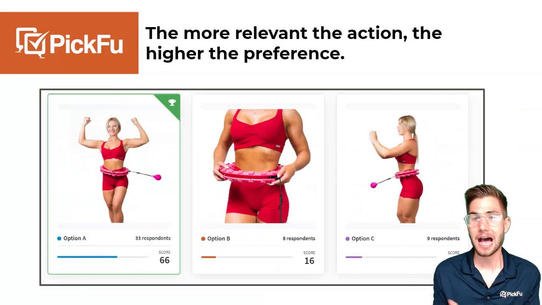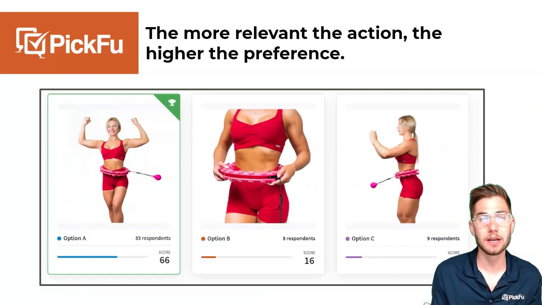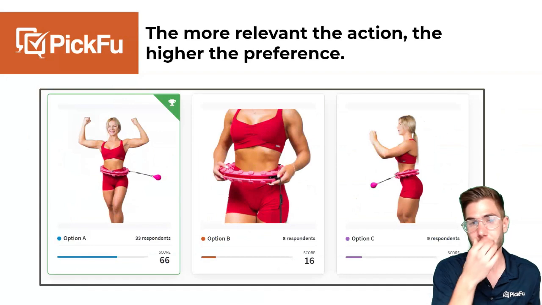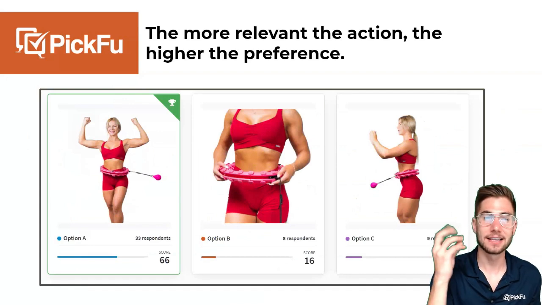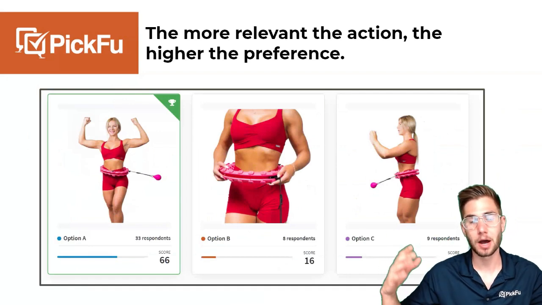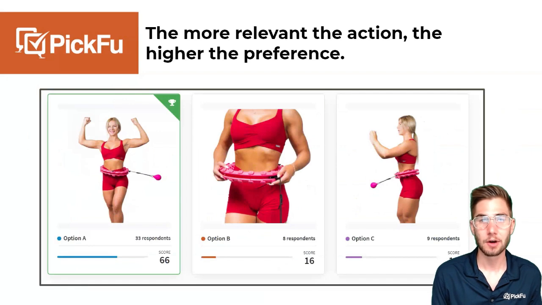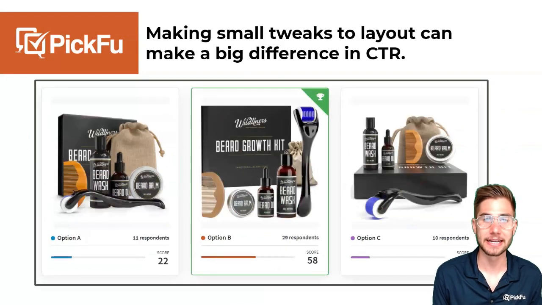And why is this? I don't always necessarily know why something is going to win, but when you go and read the feedback in the PickFu polls, what they're going to say is that they like to see the woman's face. They see the full body shot. It's much more holistic, right? And so I'm going to try to think about these things when doing these optimizations for main image.